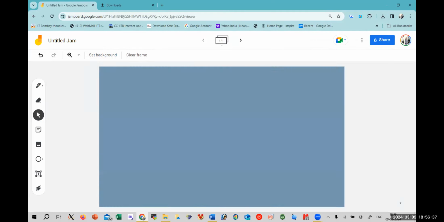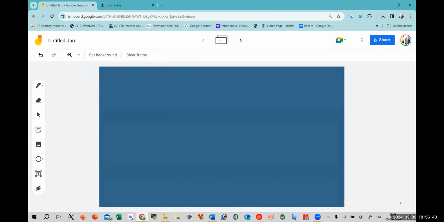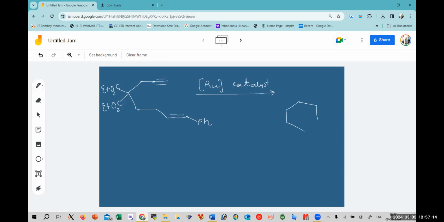Okay, so now continuing what we were talking about. If we have this example where we have an alkyne, and we have a substituted alkene also, in presence of our ruthenium catalyst, what would be the expected product? We have already talked too much of it. So this is 1, 2, 3, 4, 5, and 6. So it would be a 6-member chain with a double bond.